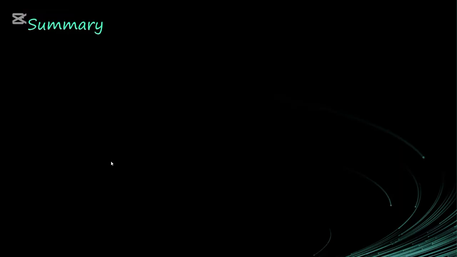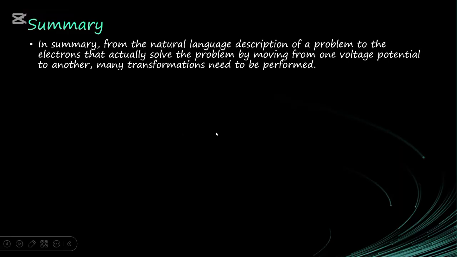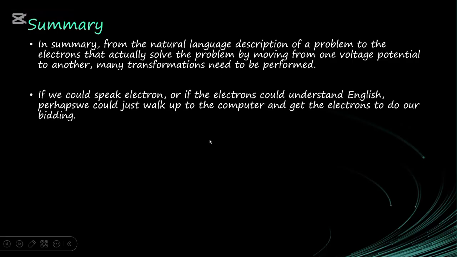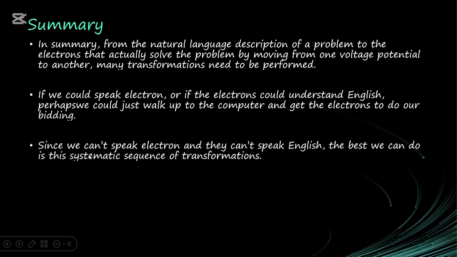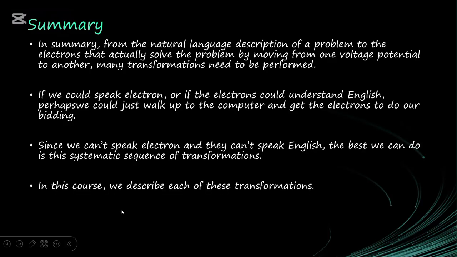So in summary, from the natural language description of a problem to the electrons that actually solve the problem by moving from one voltage potential to another, zeros and ones, on and off, many transformations need to be performed. If we could speak electron, or if the electrons could understand English, perhaps we could just walk up to the computer and get the electrons to do our bidding. But because that is not the case, we have to follow this systematic sequence of transformations. In this course, we'll describe each of these transformations. Basically, this is what you're going to be learning.